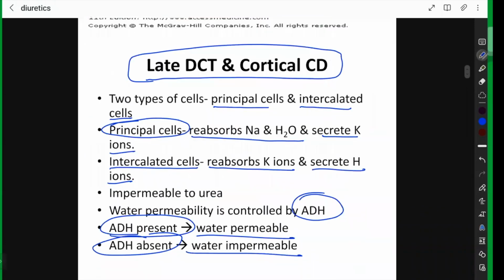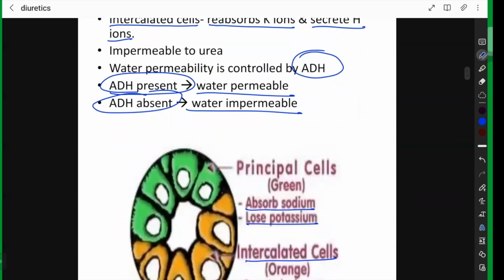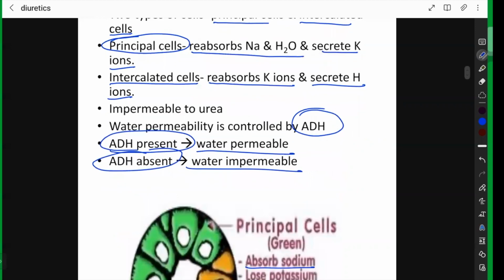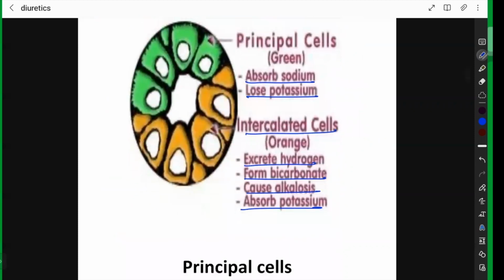Now coming to the late DCT and collecting duct, you have the ADH hormone. ADH is antidiuretic hormone. So when antidiuretic hormone is present, it is water permeable and water is reabsorbed. Without ADH, water is going to be impermeable. So you have principal cells and intercalated cells. Principal cells absorb sodium and lose potassium. Intercalated cells excrete hydrogen, form bicarbonate, cause alkalosis, and potassium is absorbed.